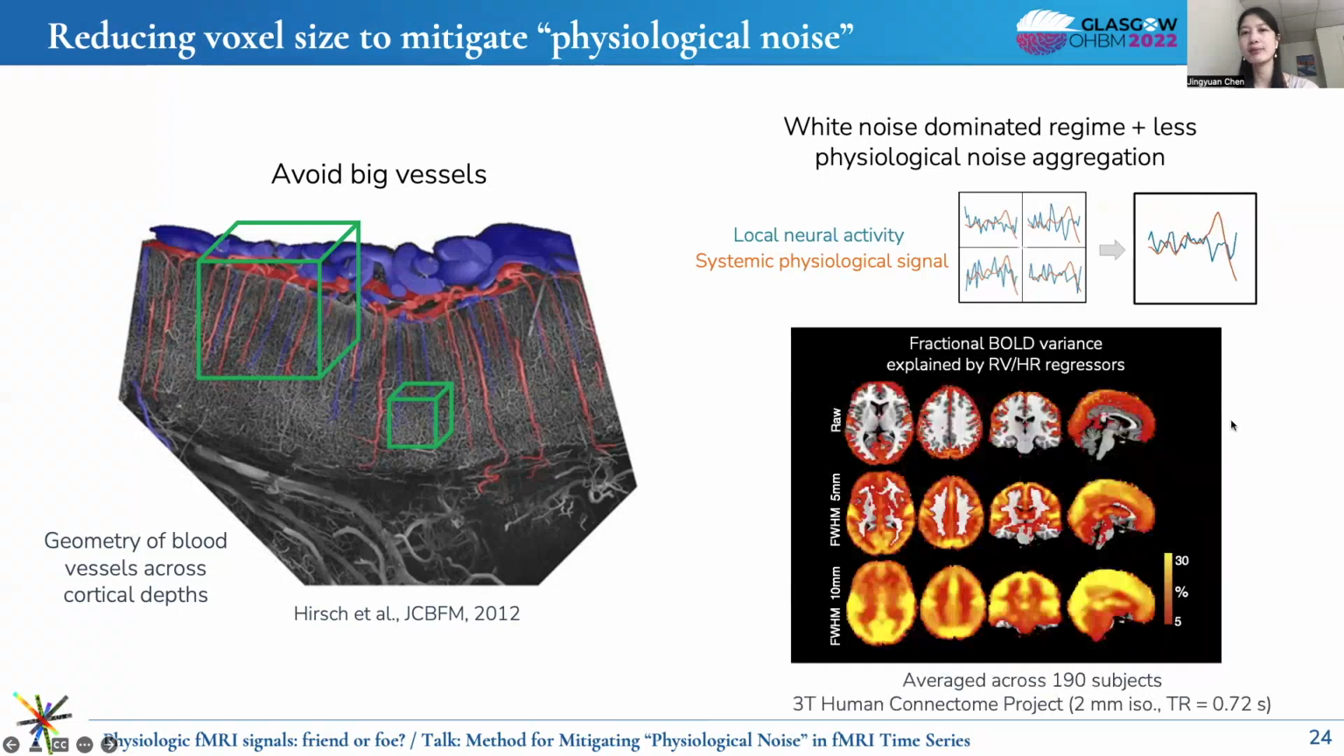So here is just an example where we simulate the effects by smoothing the data. And then you can see that as you have more intensive smoothing of the data, mimicking those larger voxel cases, you're going to get a much higher fractional variance of physio noise explained by external recordings.